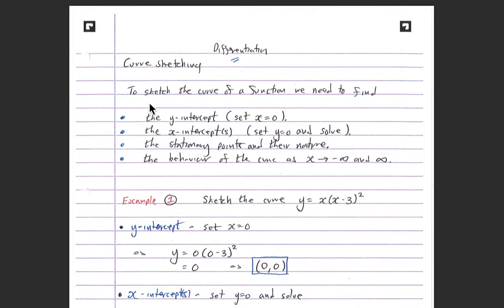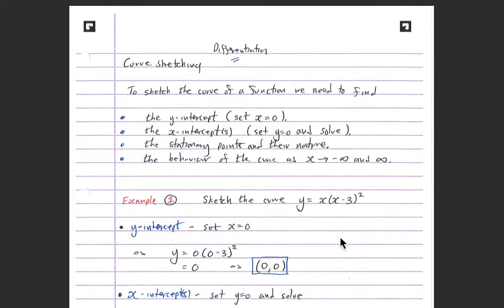We need to find the y-intercept, where the curve intersects with the y-axis, by setting x equal to 0. We need to find the x-intercepts, so we set y equal to 0 and we solve, and that will often involve factorising. We also then crucially need to find the stationary points. This is quite often the bulk of the work. We find the stationary points and the nature of those stationary points, whether they be maximums, minimums, or points of inflection. And finally, and more difficult for some pupils, the behaviour of the curve as x approaches very small values or very big values. So let's look at an example.